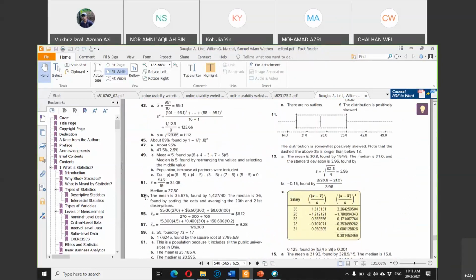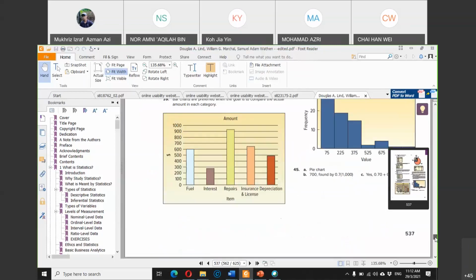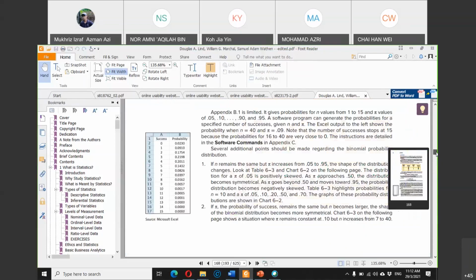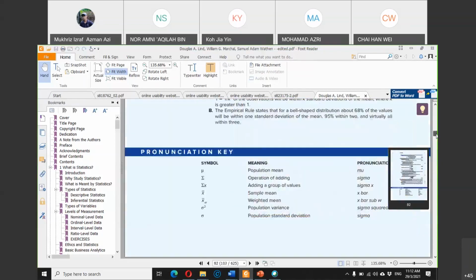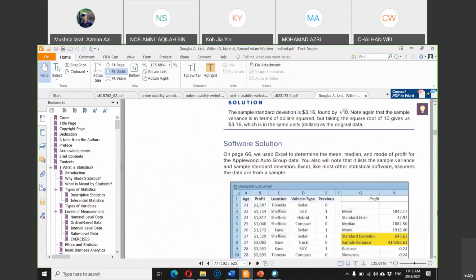For question 51, the mean is 34.06, the median is 37.5. So you can do questions that have answers just to verify whether the data you key in using the online calculator gives the same solutions as the book. I think this should be our goal for today.